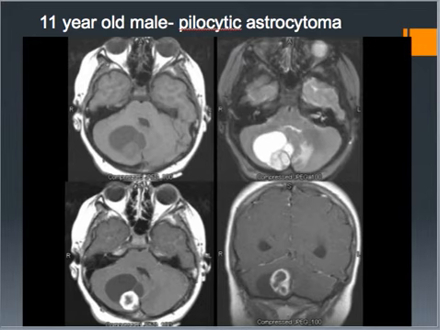So this is an 11-year-old male that has pilocytic astrocytoma. What that is, is a benign brain tumor that originates from these star-shaped cells that are called astrocytes. So they're very slow growing and they're also very treatable, which is a good case scenario.